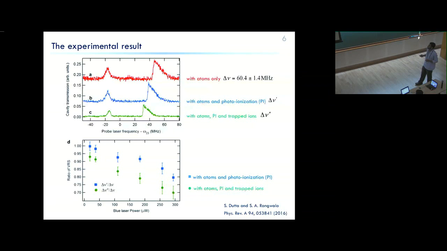So what I'm showing you here is the experimental result. The top curve is the case when we have only atoms, and then when we shine on the blue laser, but the ions are not yet trapped. So some ions are created, so the atoms are lost. So there is a reduction in this splitting. And then we turn on our ion trap, and so now the ions are trapped, and they collide with the atoms, and they knock the atoms out. So there is a further reduction. So of course, if you increase your laser power, the number of ions increases. So there is a further reduction of this splitting.